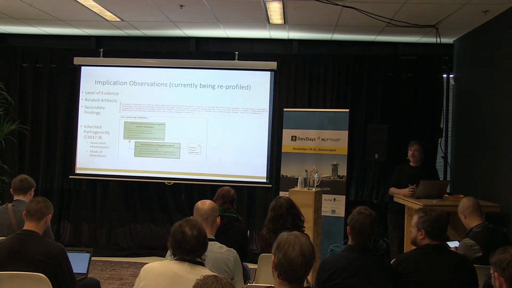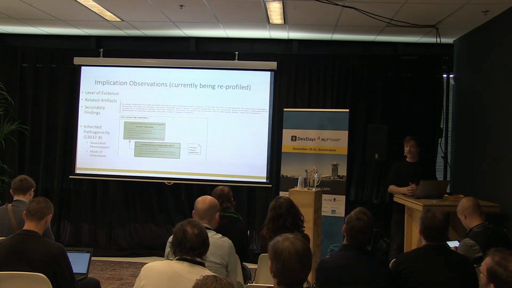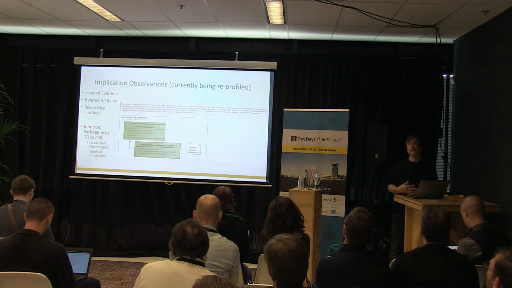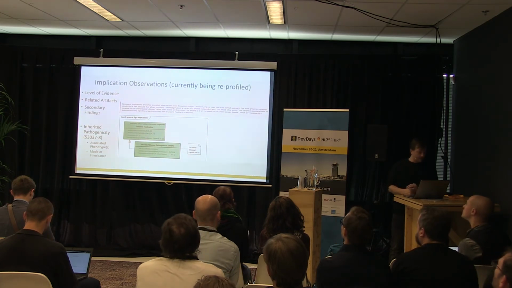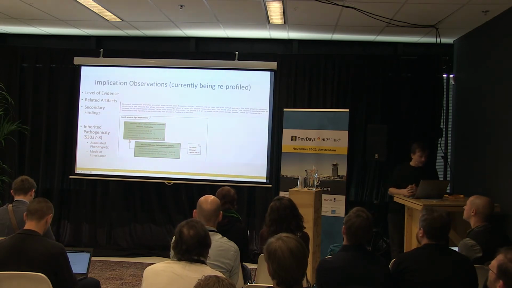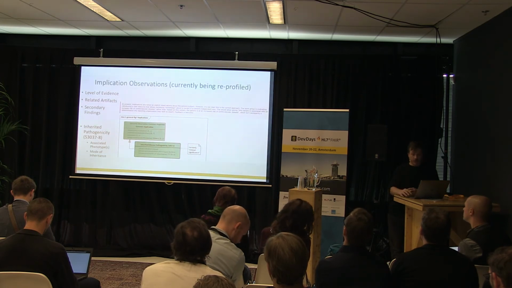Yeah, for the observation, the variants, we also have the implication of the variants. For these, we have a level of evidence. So what's the level of evidence of this implication? The related artifacts, which I already told you, point to the actual proof or the source, the paper, the journal article, the PubMed terms, whatever. Some secondary findings which are supporting this implication, and inherited pathogenicity for associated phenotypes and a mode of inheritance. Is it a dominant variant? Is it autosomal dominant? Stuff like that.